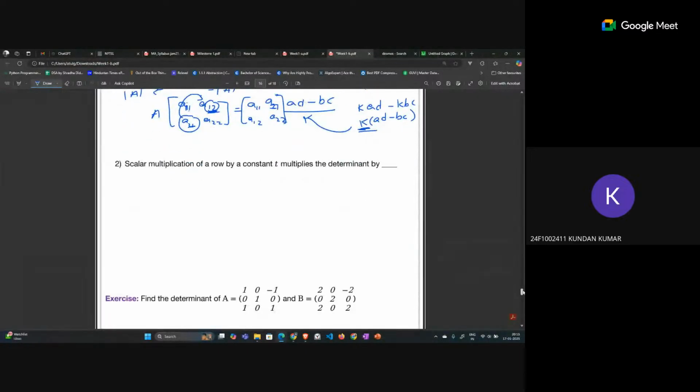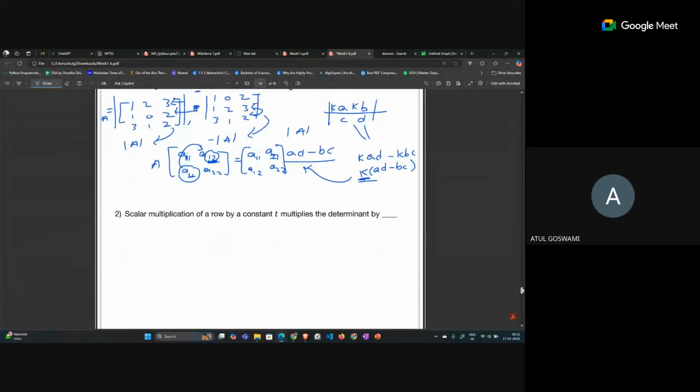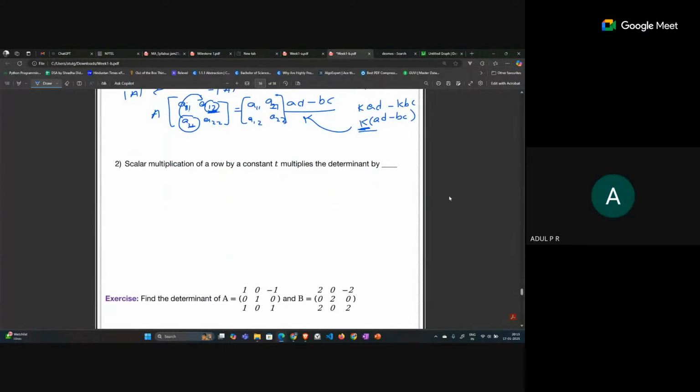Okay. Second property is multiply by some non-zero number, the entire determinant would be multiplied by that number. These two properties clear? Yes, sir. Third property is replace a row by a multiple of another row added to itself. Then the determinant would be unchanged. Unchanged. So what is the meaning of this?